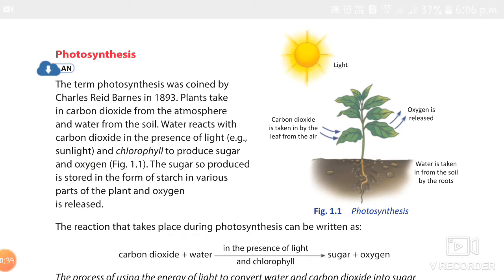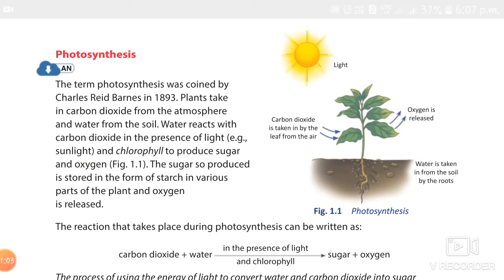Next we studied what is nutrition. The process by which food is taken in by an organism and used by its body is called nutrition. Then we studied the two main modes of nutrition. What are they? Autotrophic nutrition and heterotrophic nutrition. From that, first we studied deeply about autotrophic nutrition.